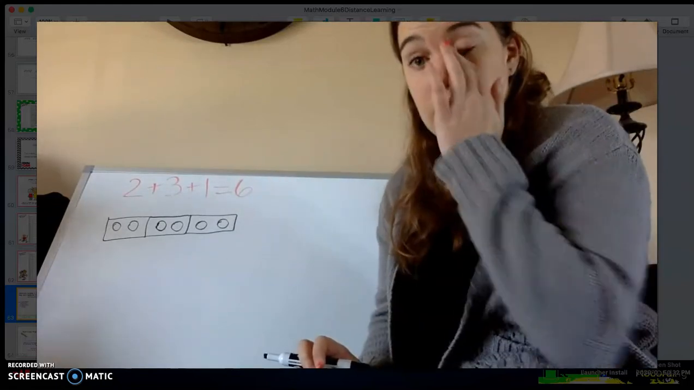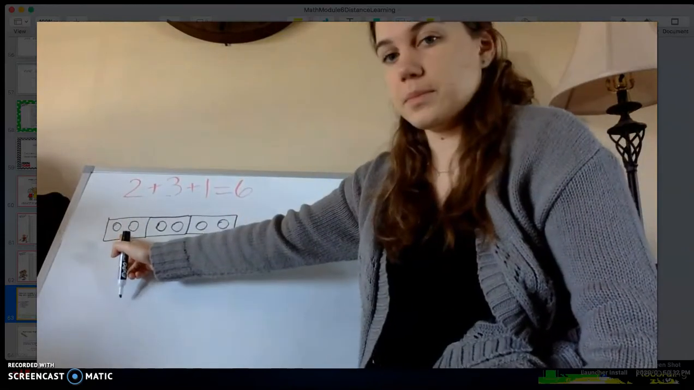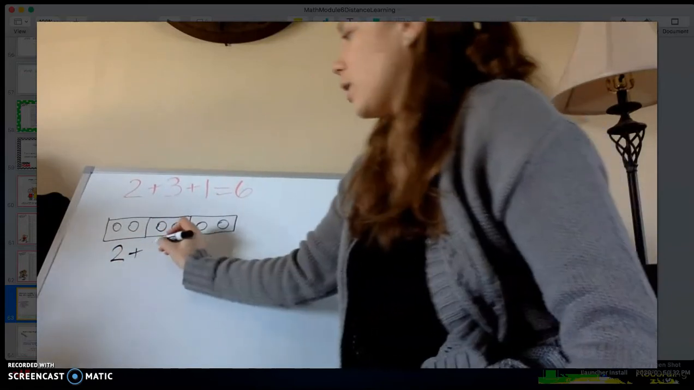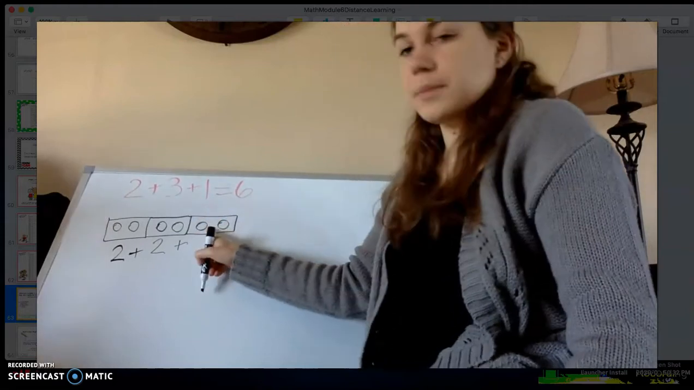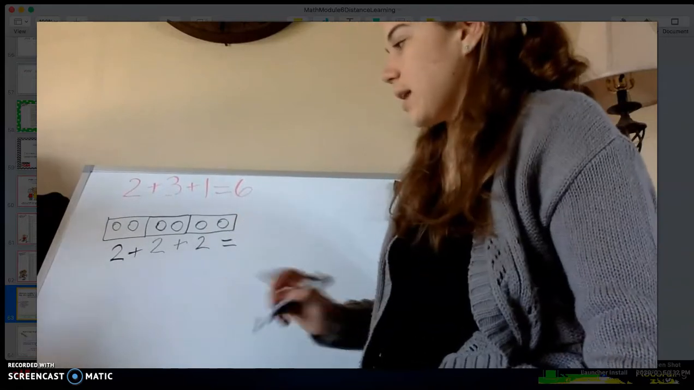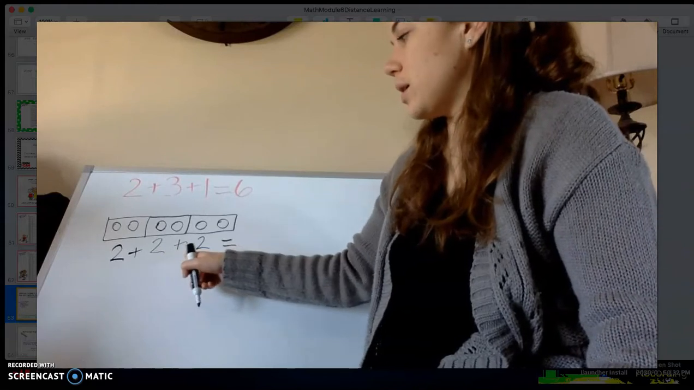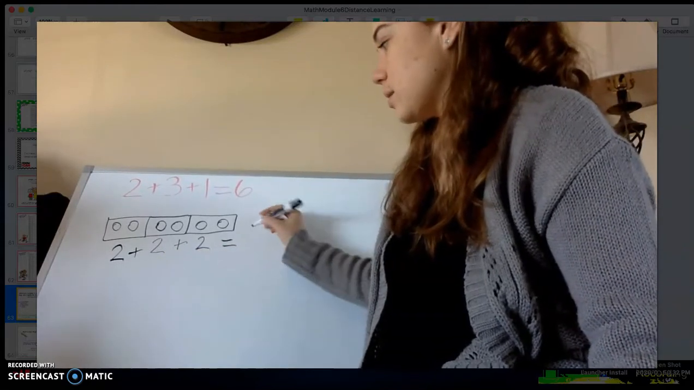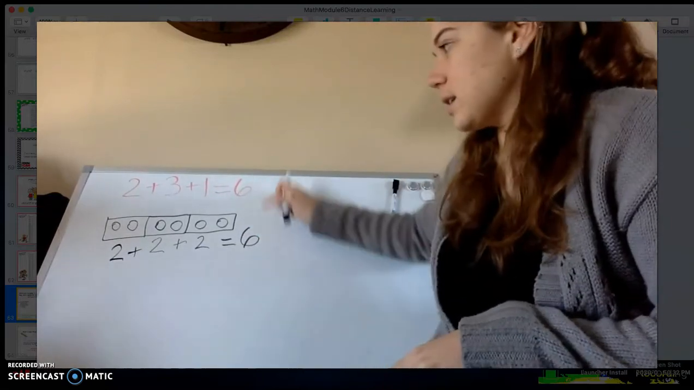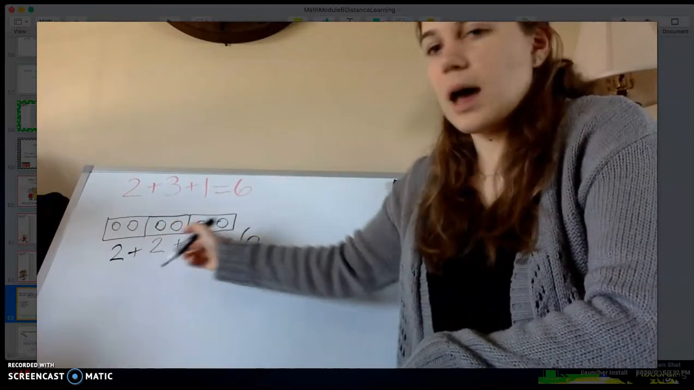Now let's think about what our repeated addition number sentence would be. How many are in this one? Good, 2. So 2 plus how many? Good, 2 plus how many? Good, 2. So let's add this up together. 2 plus 2. So we have 2, 3, 4, plus 2 more, 5, 6. What's our answer? Good, 6. Now our answer is the same, but the way that it was set up was different.